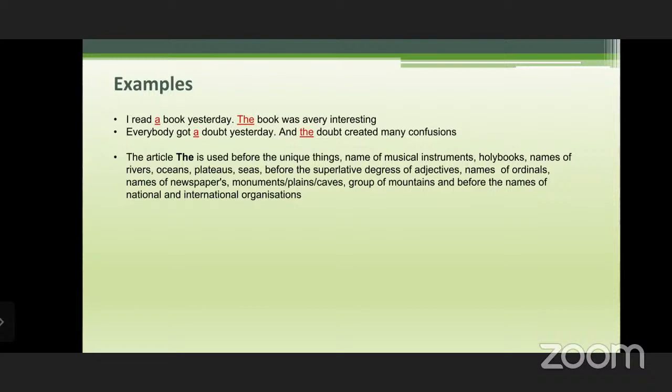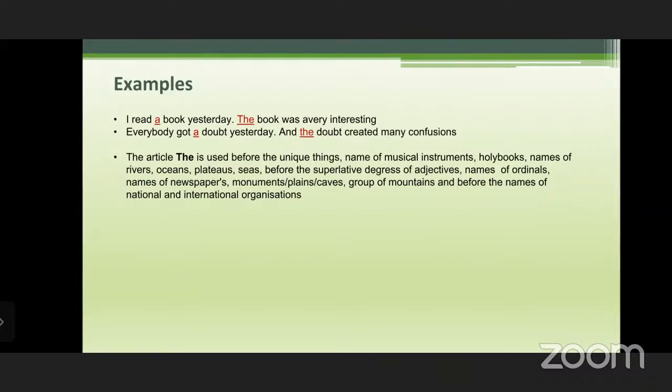And names of holy books. What are the holy books, children? Yes, Mahabharata, Ramayana, Quran, Bible. So for all these things, we have to use the definite article the. Dash Ramayana, the Ramayana. Dash Quran, the Quran. And go for the next one.